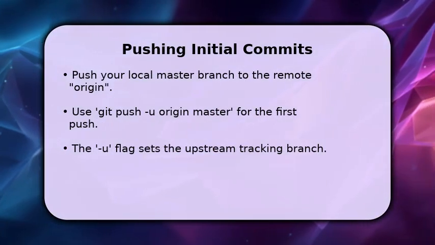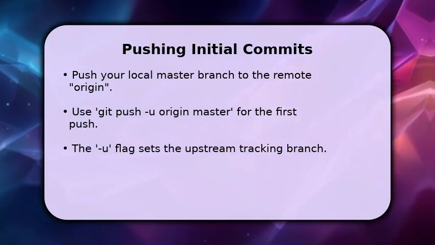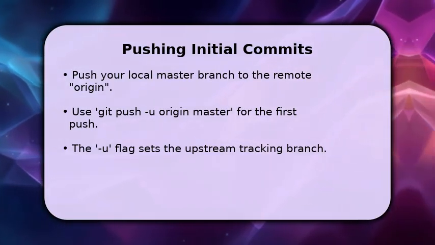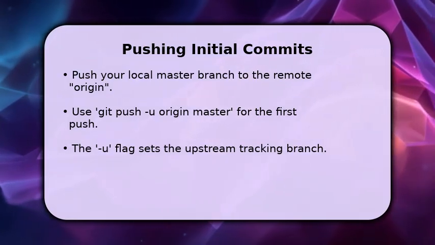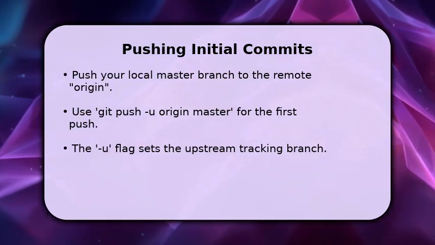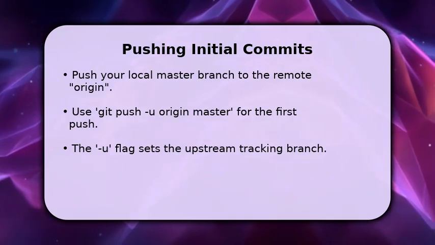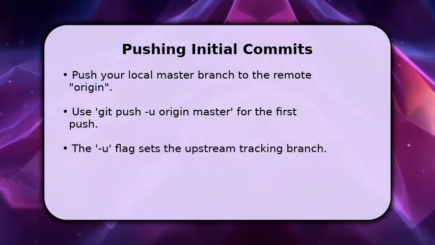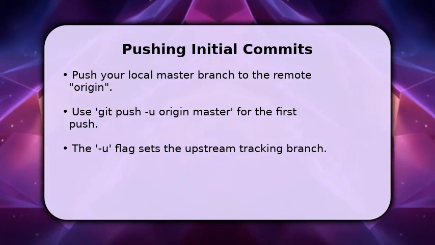Finally, let's get your local code onto the remote server. Execute git push -u origin master in your terminal. The -u flag is important here. It sets up the upstream tracking, meaning future pushes from your master branch to origin can be done with a simple git push. This command sends all your committed changes from your local master branch to the remote repository, making your project accessible online.